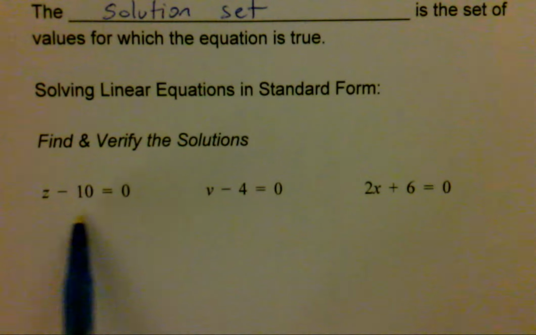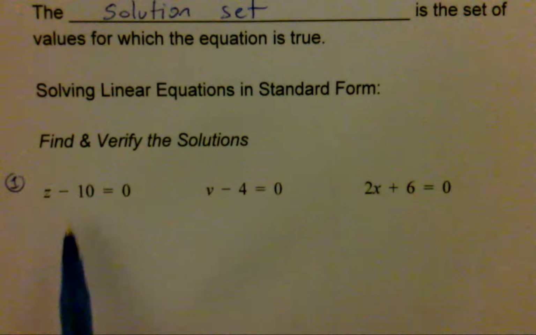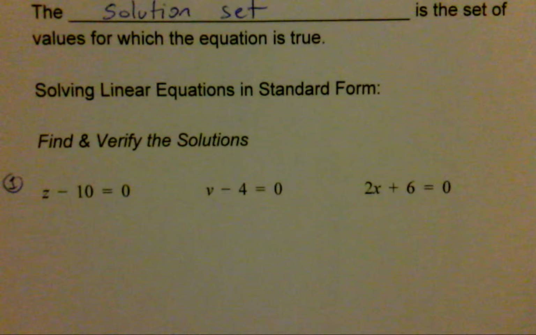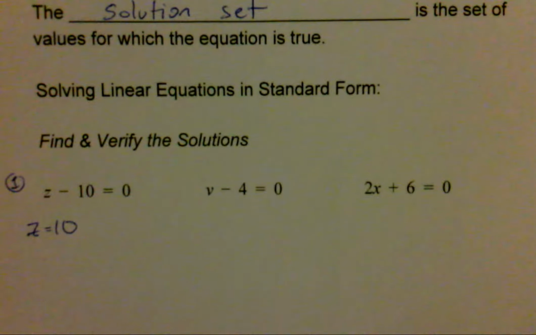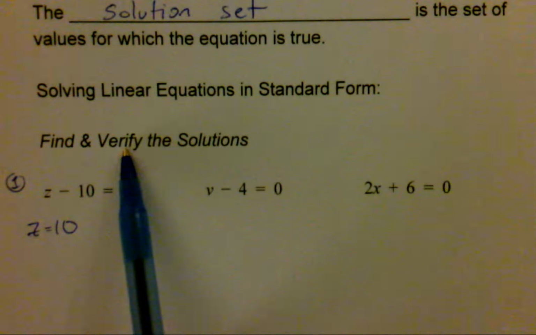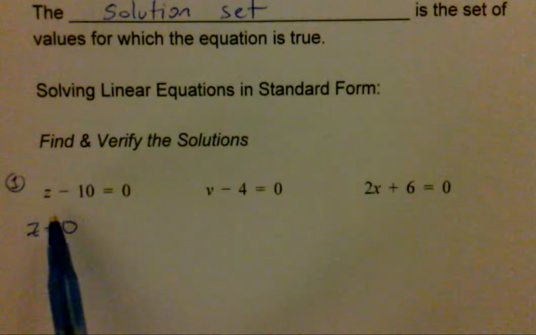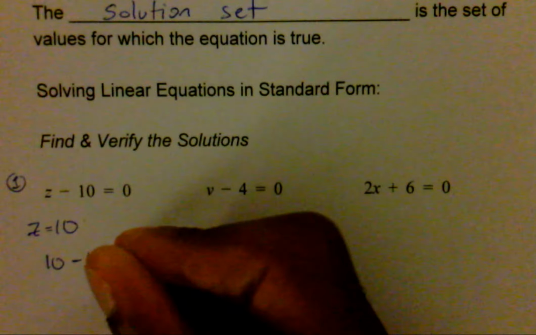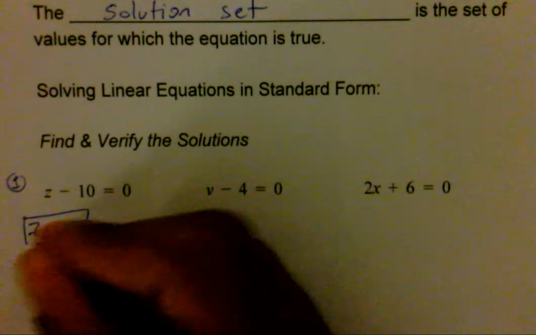Now let's look at number one. If I'm looking at this first one, and we'll just call this number one, I can ask myself, what minus 10 will give me 0? And if z equals 10, that should give me 0. Now this is what I think should be the solution, but I need to verify that according to this second part of the directions. So how I verify that is I plug in 10 for z, and what I get is 10 minus 10, and that is equal to 0. So my solution, z equals 10, checks.